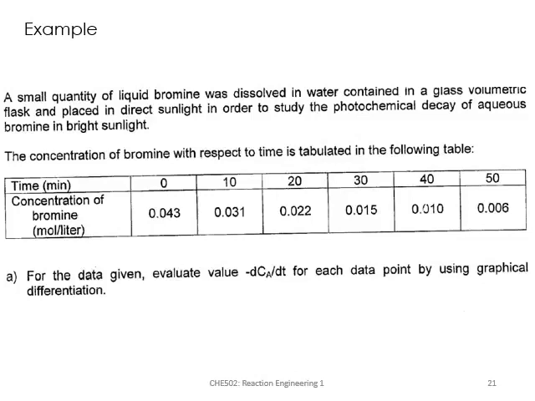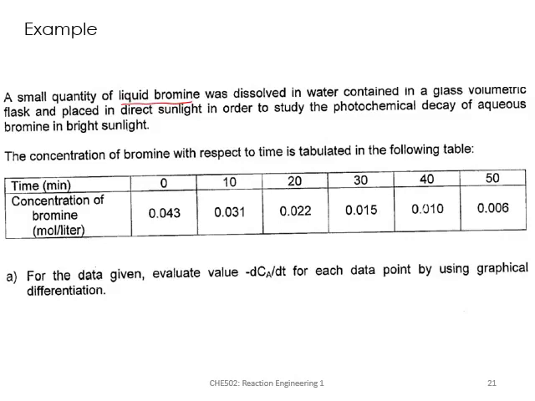Okay, let's look at this example. A small quantity of liquid bromine, so it is a liquid, was dissolved in water in a glass volumetric flask and placed in direct sunlight in order to study the photochemical decay of aqueous bromine in bright sunlight. The concentration of bromine with respect to time is tabulated in the following table.